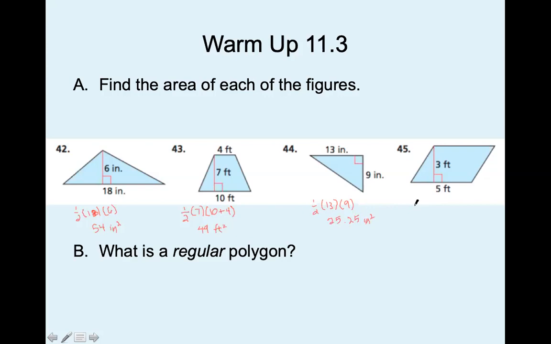All right, number 45 is a parallelogram. To find the area of a parallelogram, it's similar to finding the area of a rectangle. Our area is base times height, or 5 times 3, which is 15 feet squared.